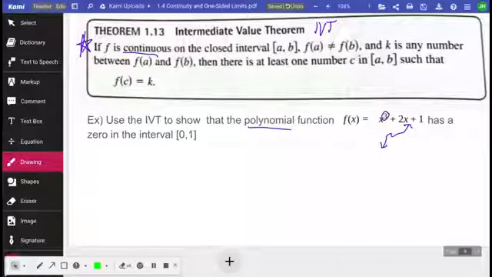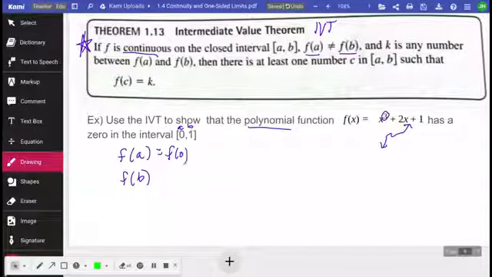Okay, so what we want to look for first is it's talking about this. So we have our closed interval. We need to say this is A and this is B. If you follow the intermediate value theorem, that's what that would mean. So I need to look at f of A and f of B. In this case, that's f of 0 and f of 1. And just plug those in.